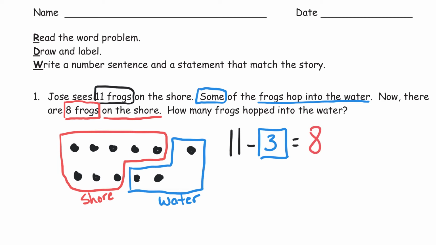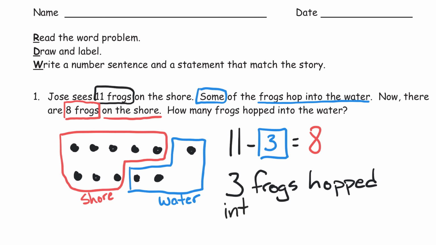So let's go ahead and write this out too in a sentence. So 3 frogs then hopped, that's H-O-P-P-E-D, into, I-N-T-O, one of our sight words, the water, W-A-T-E-R. All right, so here we have our first one all done.